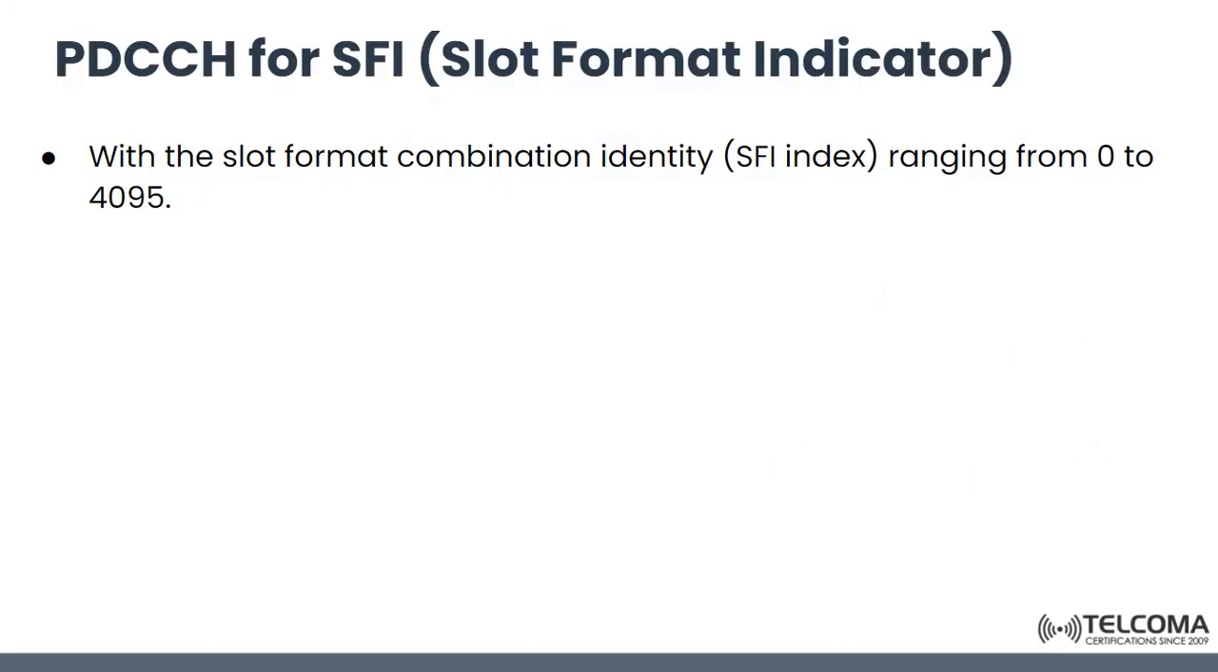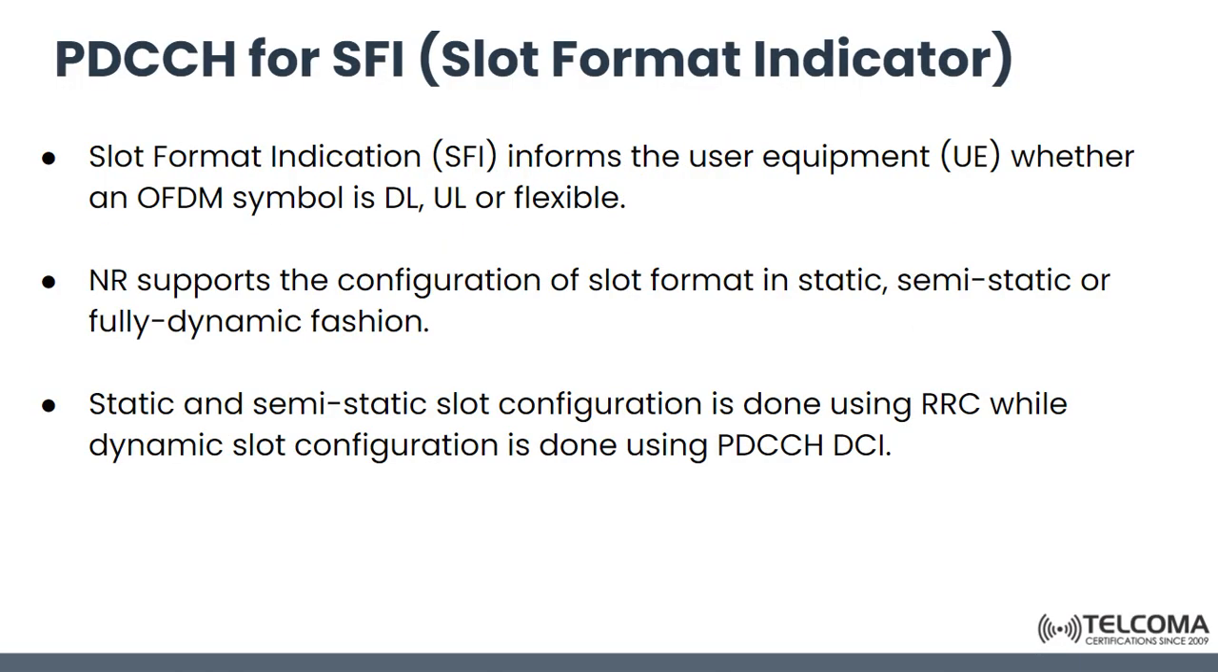Then slot format indicators. They inform the UE whether an OFDM symbol is downlink, uplink or flexible in nature. New radio supports the configuration of this in static, semi-static or fully dynamic ways. Static and semi-static downlink slot configuration is done using RRC, while the dynamic slot configuration is done using PDCCH DCI.